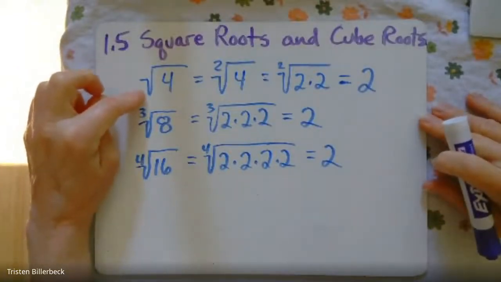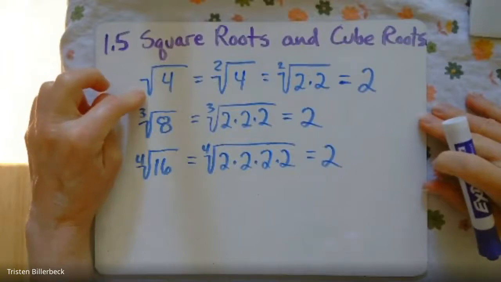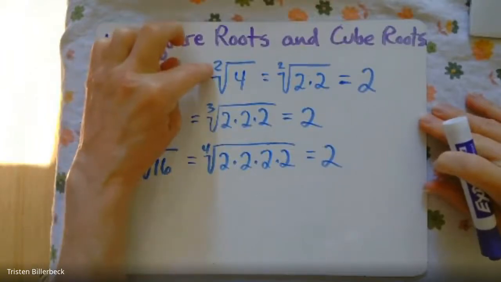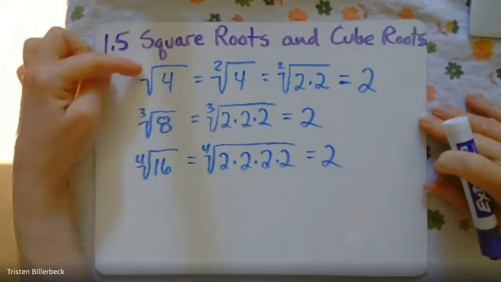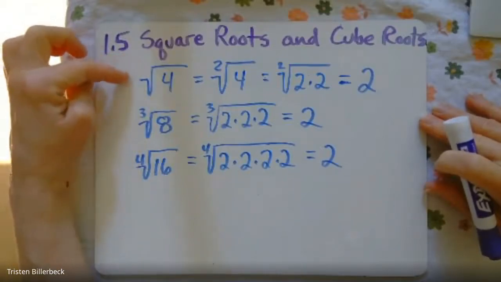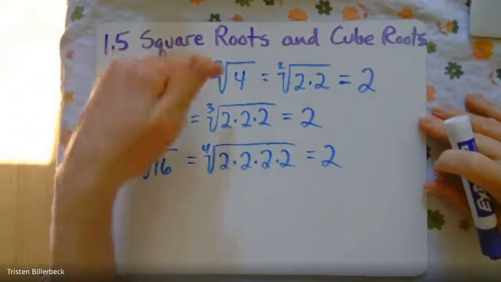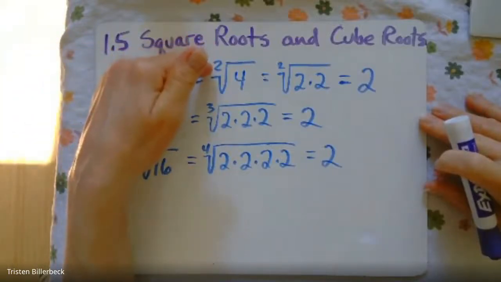This is pronounced the square root of 4. Really, there's a 2 there, but when we have the square root, it's assumed that there's a 2 here if there's no number there at all. So we can assume that there's a 2.